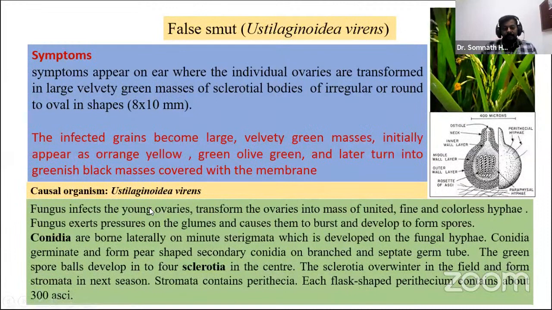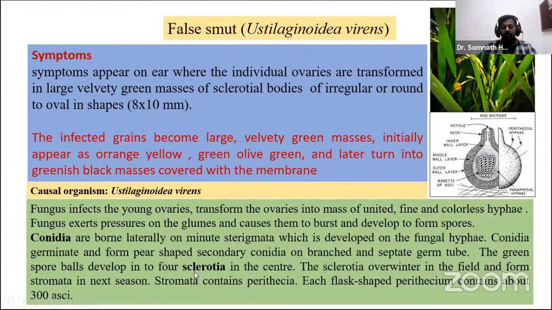If we talk about the disease cycle, the fungus infects the young ovaries and transforms the ovaries into a mass of united fine, colorless hyphae. The fungus exerts pressure on the glumes and causes them to burst and develop to form the spores. The conidia are borne laterally on minute sterigmata developed on the fungal hyphae. The conidia germinate and form pear-shaped secondary conidia on branched and separate germ tubes. The green spore balls develop into 4 sclerotia in the center.